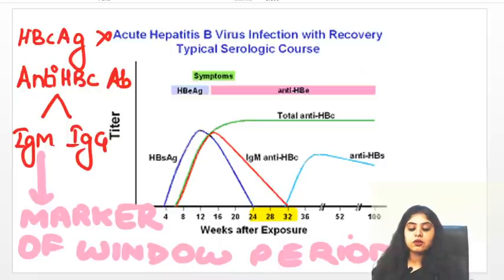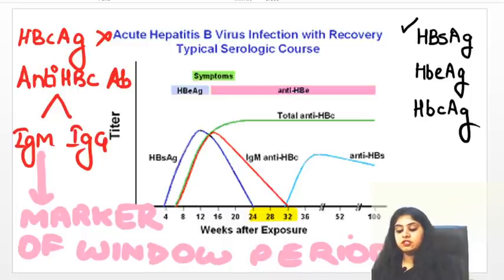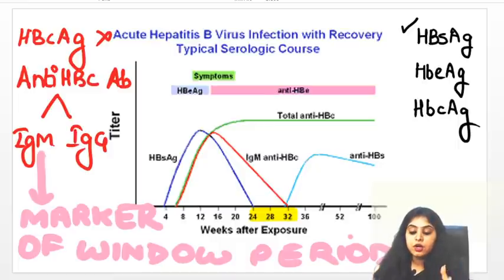Okay, now let's talk about which antigen we are left with. Hepatitis B has three antigens. One is the surface antigen, HBsAg. One is known as the pre-core antigen, that is HBeAg, and one is known as the core antigen, that is HBcAg. Quick, what is the other name for HBsAg? You know it. Australia antigen, very good.